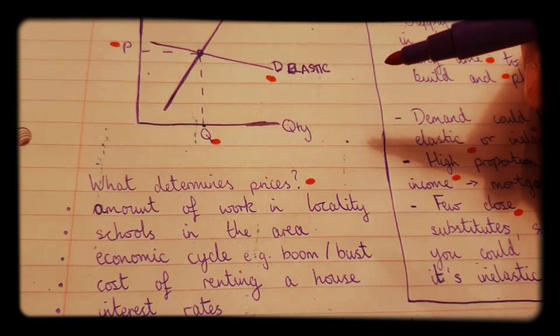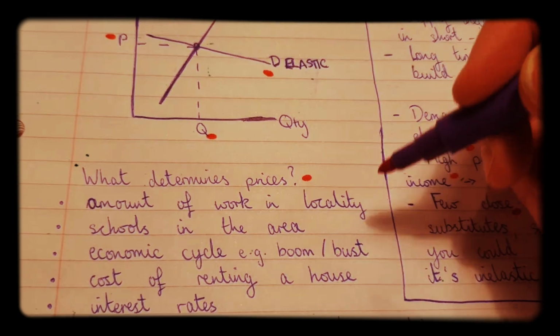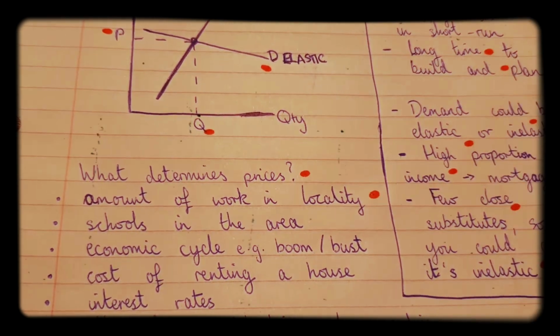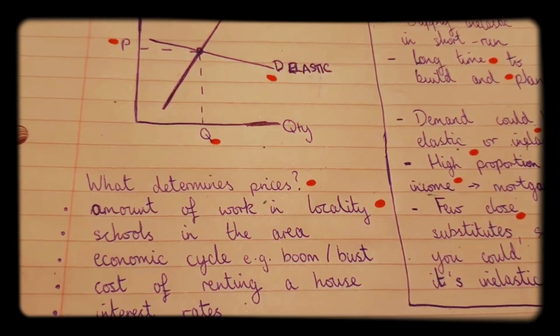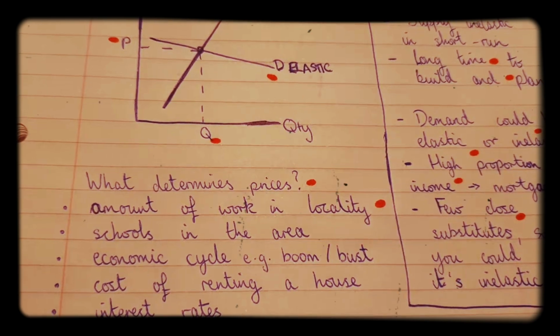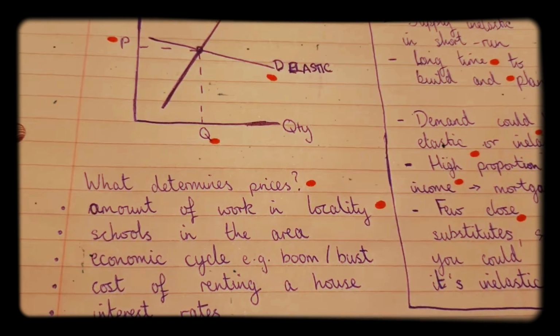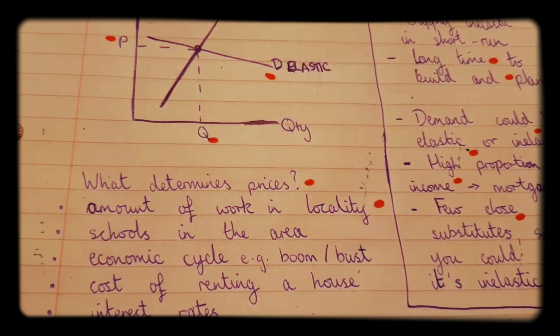So first of all, what will determine the price of a house? Well, the amount of jobs available in the locality. For example, in London, house prices are extremely high, and that's because there's so much work available in London and lots of high paid jobs.